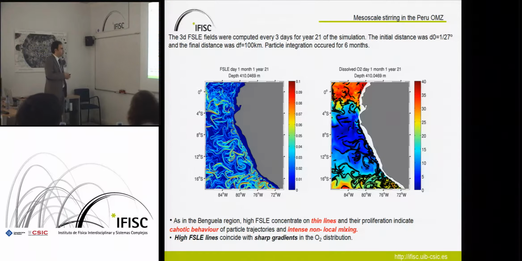So we computed the 3D FSLE fields. They were computed in an interval of 3 days for 1 year of the simulation. We have used initial distances of approximately 3 kilometers. We have kept the final distance at 100 kilometers, which I recall is a length scale associated to mesoscale phenomena, and we have integrated the particles for 6 months.